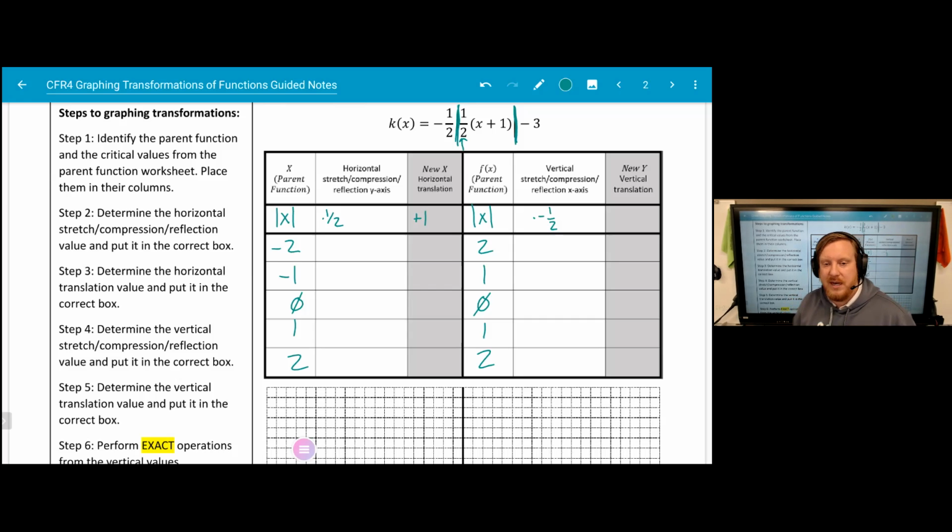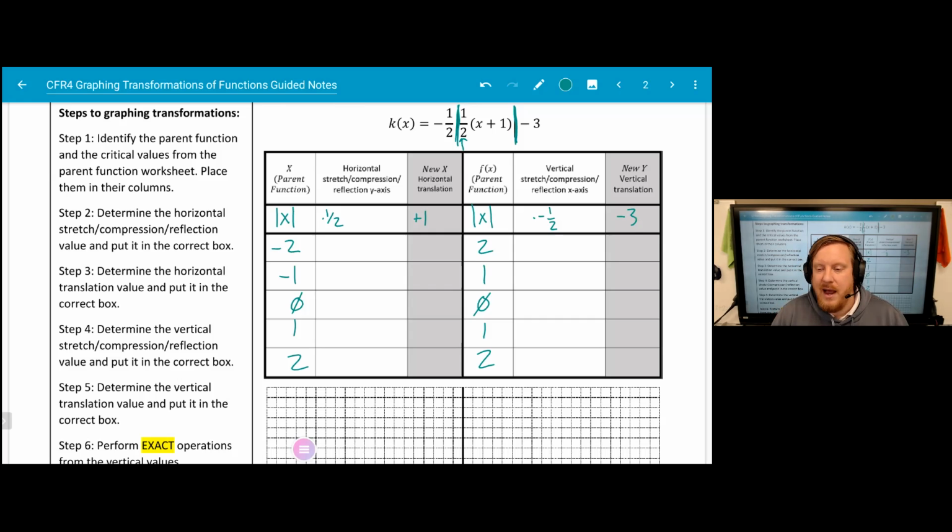And do we have a vertical translation? We sure do on the outside. It's saying it's going down 3. Oh, I'm sorry, minus 3. It means down 3, though. We know that. So we've taken care of steps 4 and 5.